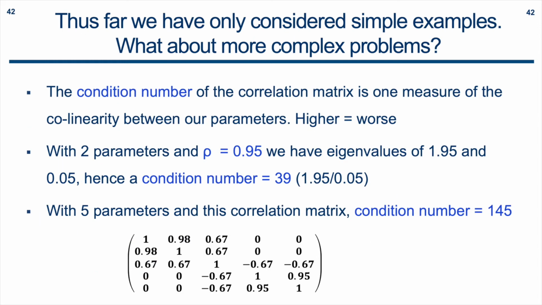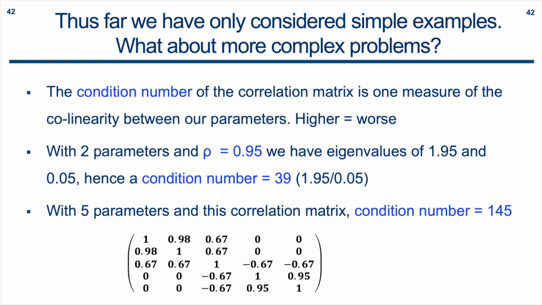So thus far we've only considered quite simple examples, but what about more complex problems? When thinking about the difficulty of working with a particular model, we can think about the condition number of the correlation matrix. The higher this value, the more difficult it's likely to be to work with. With the 2-parameter model and a correlation of 0.95, we get 2 eigenvalues, and we can look at the ratio of those and work out the condition number for that matrix is 39.